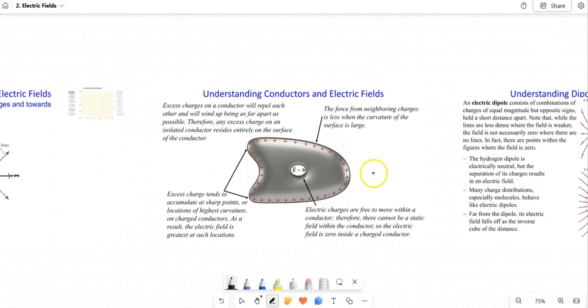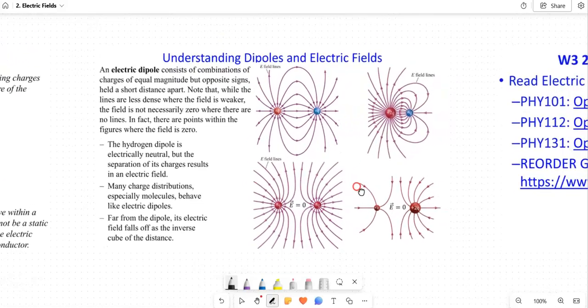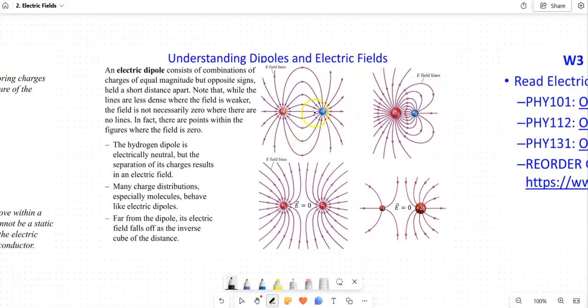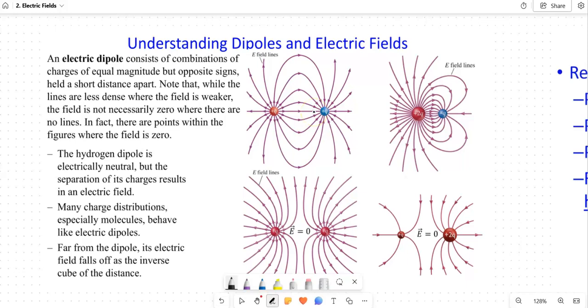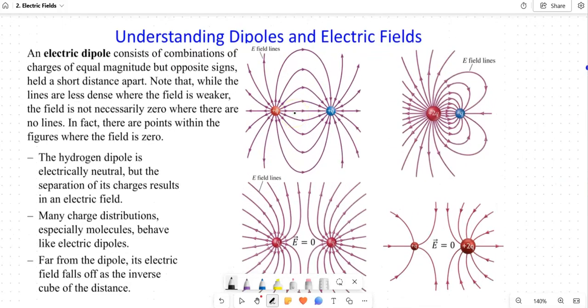One last thing is this. So dipoles. So suppose you had a hydrogen atom. So this looks like spiders fighting, right? Or giving each other hugs, whatever you want to say. But if you have an electric dipole, so this is kind of a hydrogen atom, right? The overall net field vectors look like this.